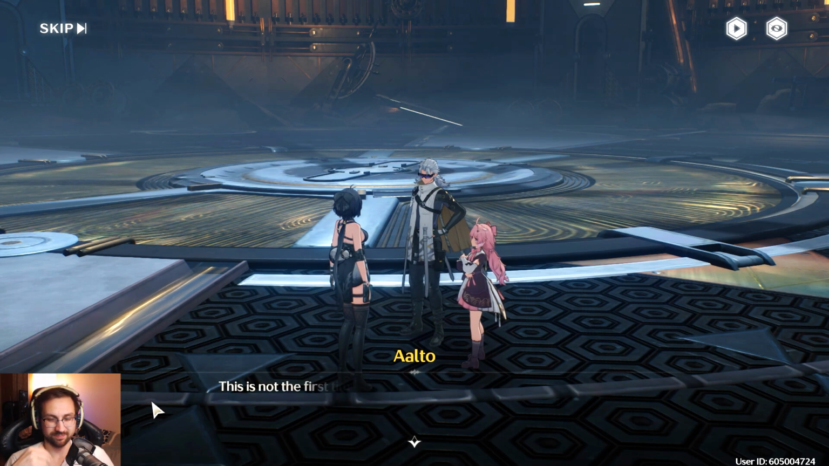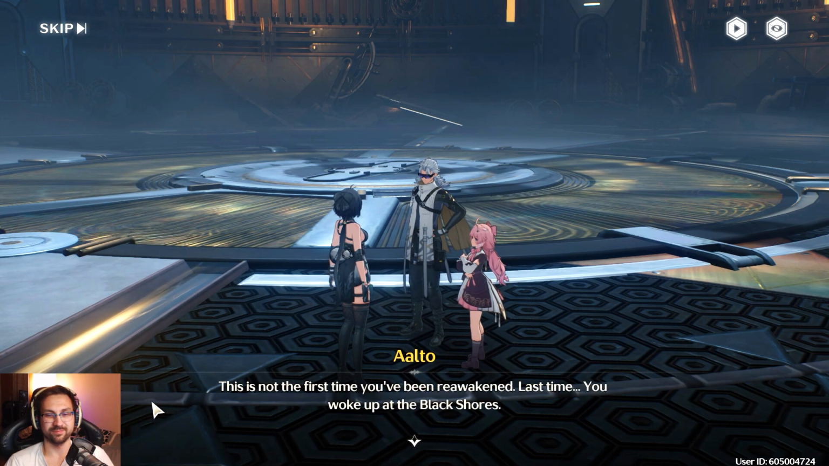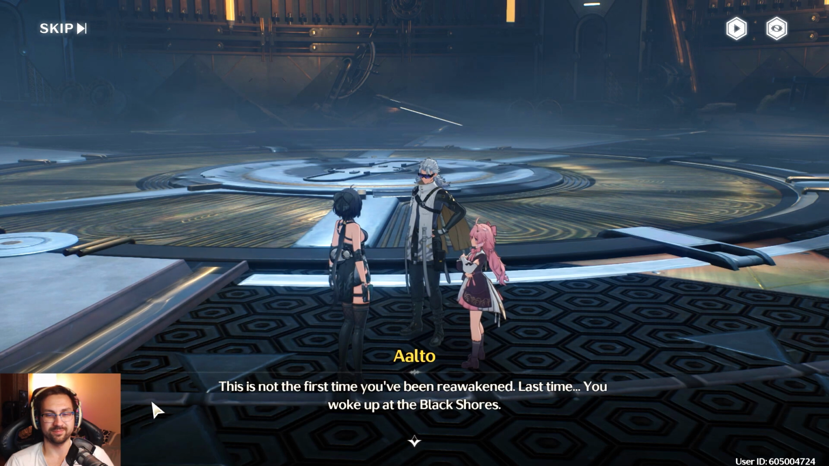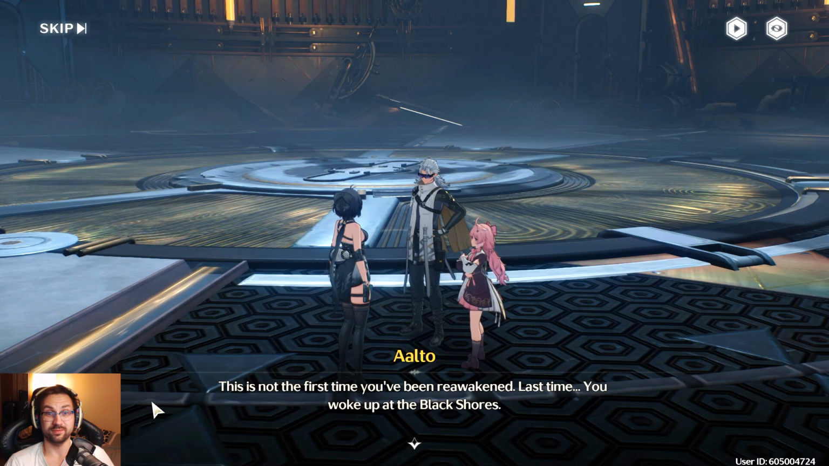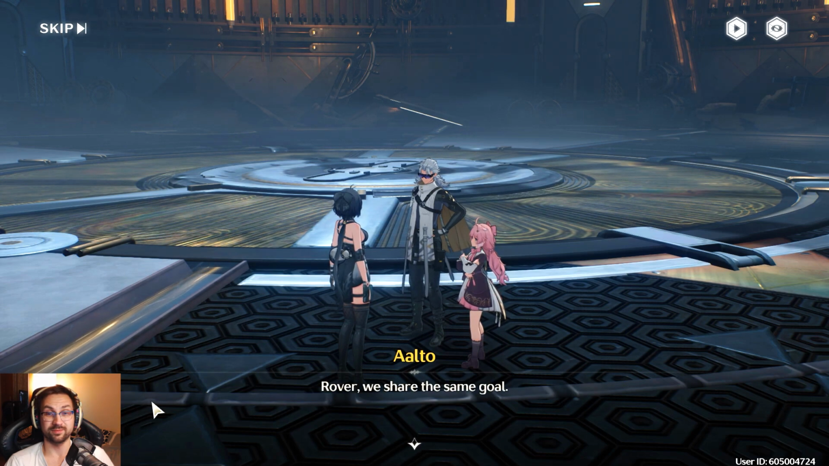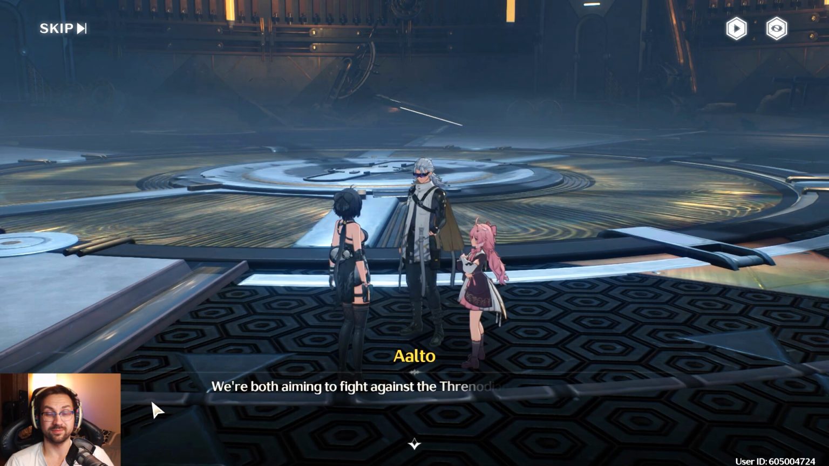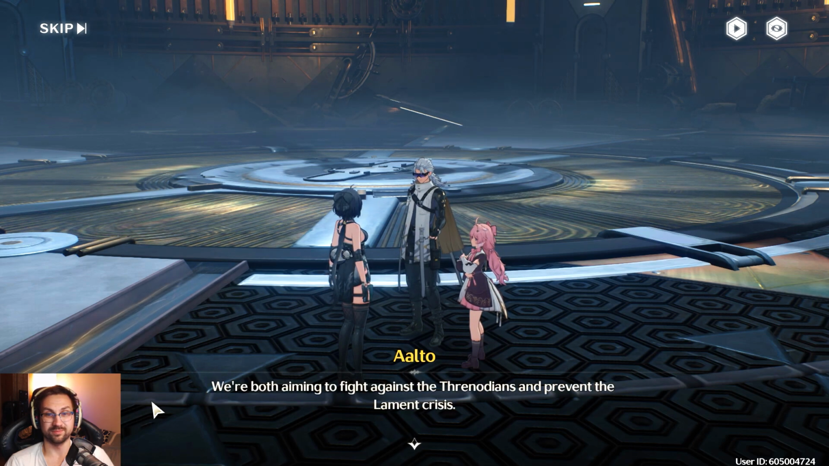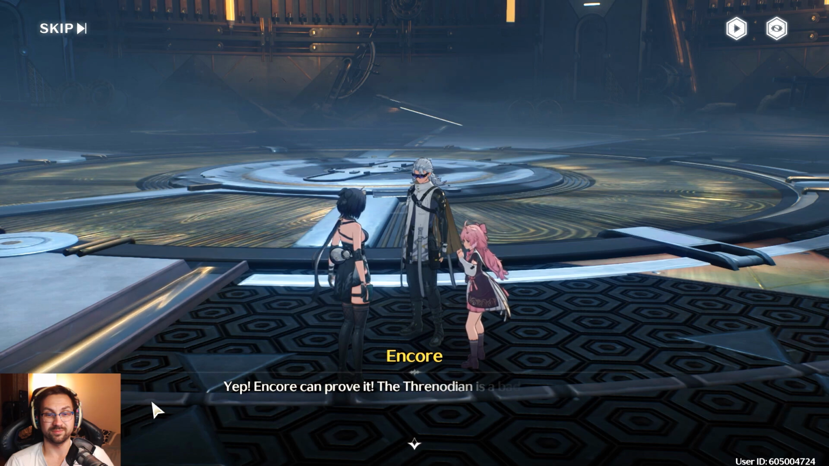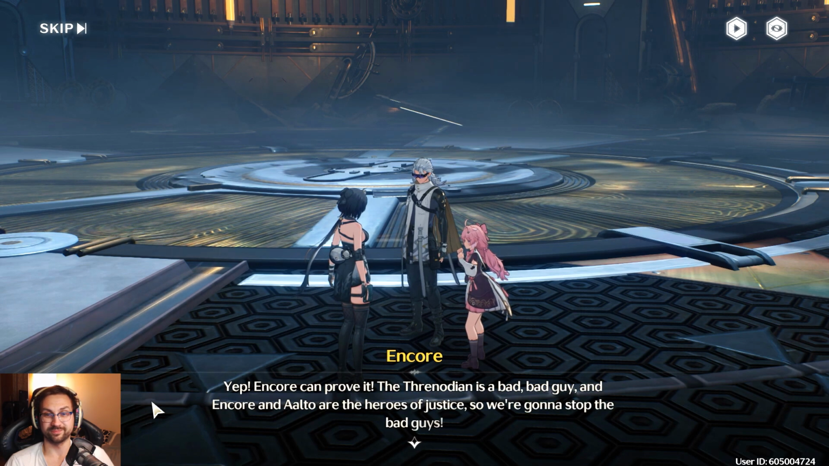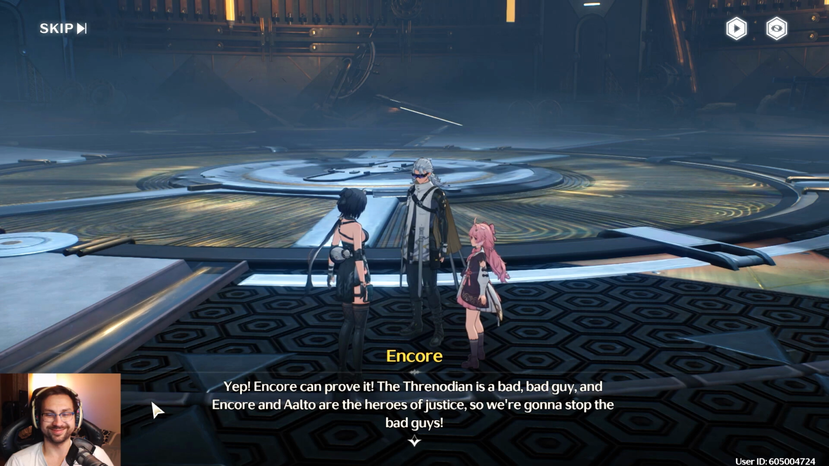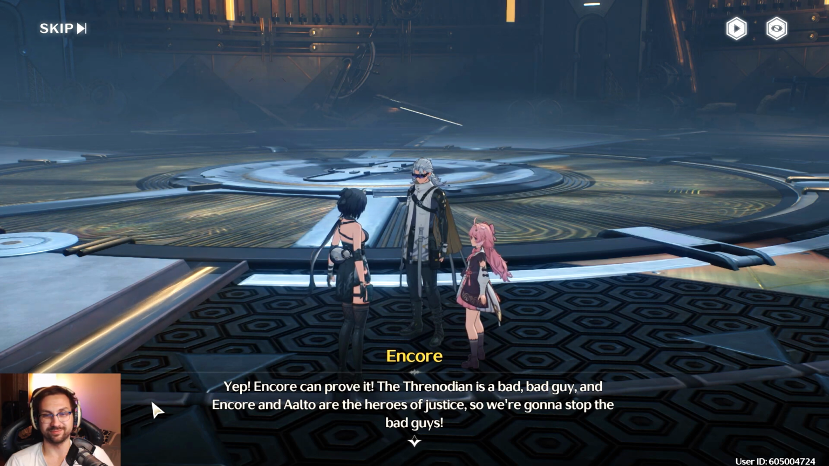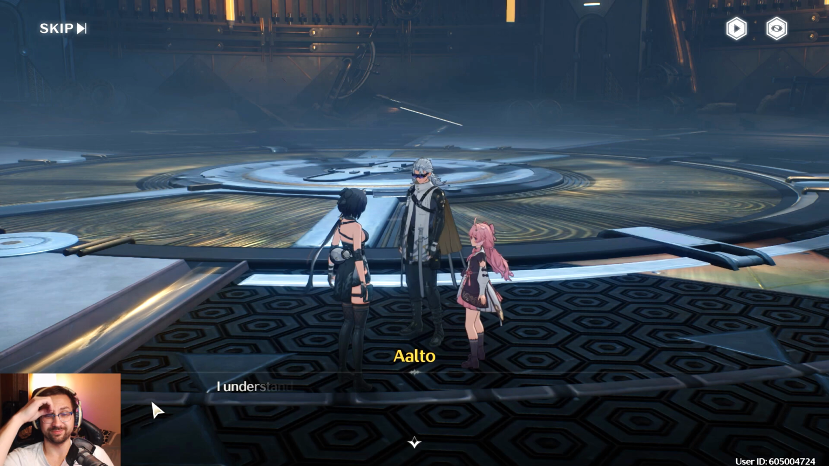This is not the first time you've been reawakened. Last time, you woke up at the Black Shores. What? Rover, we share the same goal. We're both aiming to fight against the Threnodians and prevent the Lament Crisis. Yep! Encore can prove it. The Threnodian is a bad, bad guy. And Encore and Alto are the heroes of justice. So we're gonna stop the bad guys. I understand.